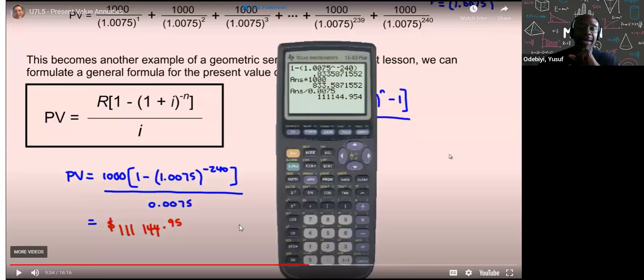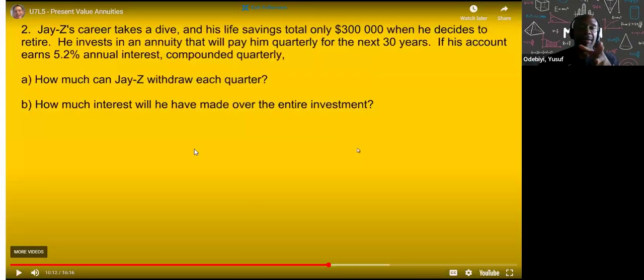I don't think I need to go through an example. The example is just basically you plug in these formulas. I won't even go through this. This is just a retirement. She has $300,000 savings when he decides to retire. He invests in an annuity that will pay him for the next 30 years. So he's going to put money into something that will pay him every quarter. Every quarter means every 4 months he'll get money for 30 years. And that account is going to pay him 5.2% interest compounded quarterly.